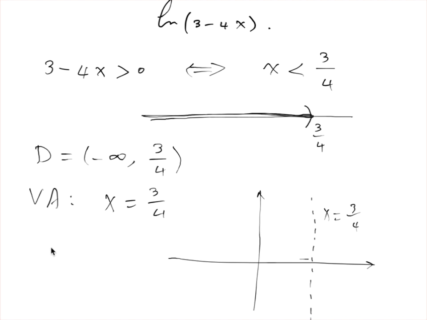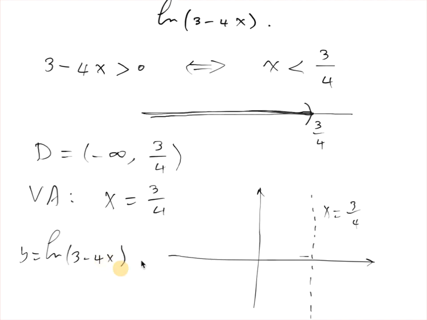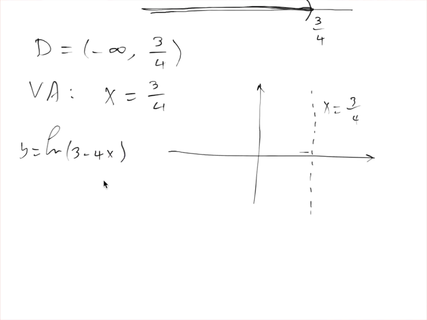we have ln of 3 minus 4x. Let me write y equals. And then the y-intercept or the x-intercept, maybe we can find them. When x is 0, you get ln of 3. So the y-intercept is at ln of 3. We know ln of e is 1, so this is a little bit higher than 1. So let's say this is ln of 3 there.